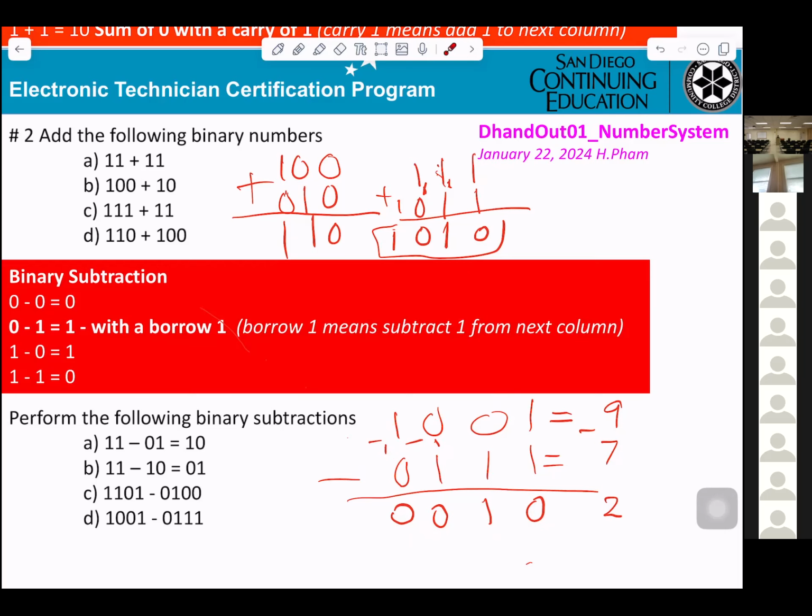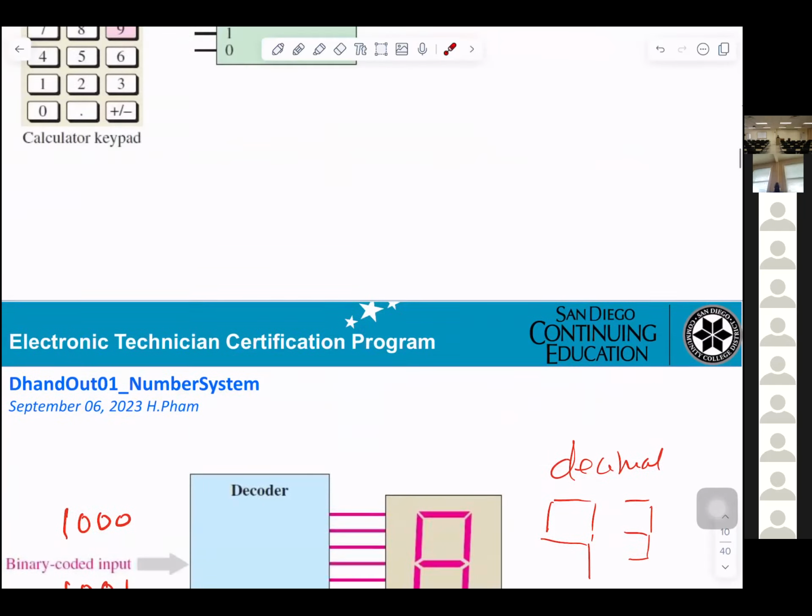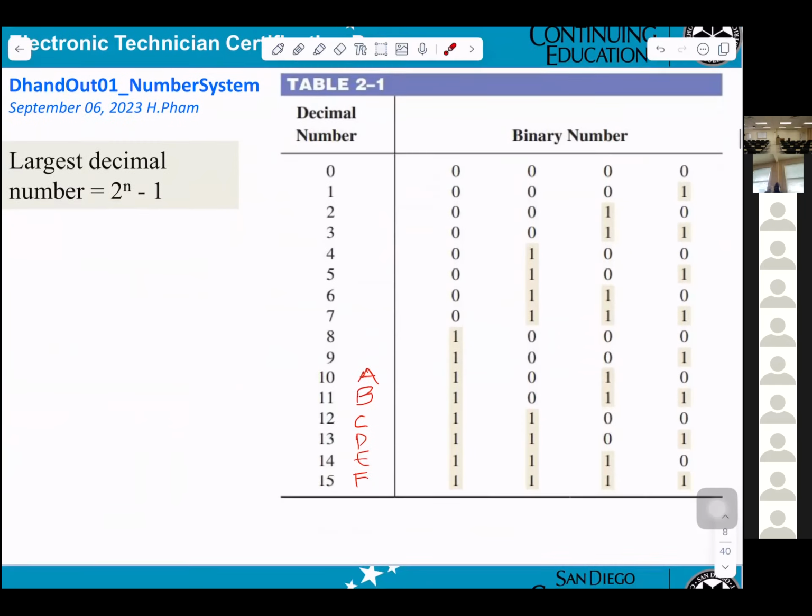So basically, 1, 0, 0, 1, number 9, and 0, 1, 1, 1, 7. The answer must be number 2. 0, 0, 1, 0, number 2. If you don't know number 2 or not, go back to this table here. Okay. Number 2. 0, 0, 1, 0.